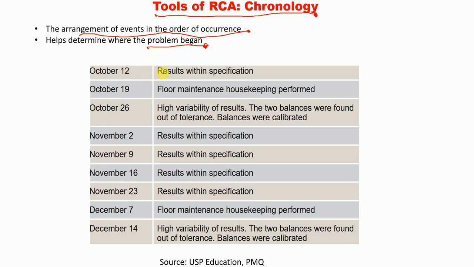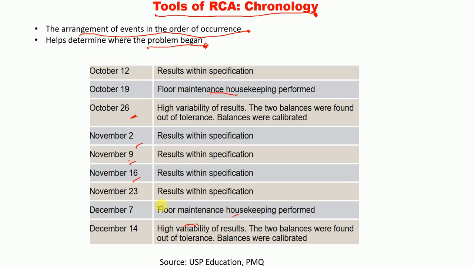For example, on October 12, results within specification. On October 19, floor maintenance and housekeeping was performed. On October 26, high variability of results; the two balances were found out of tolerance. November 2, results within specification. November 9, results within specification. November 16, results within specification. On December 7, floor housekeeping performed, and high variability of the results.